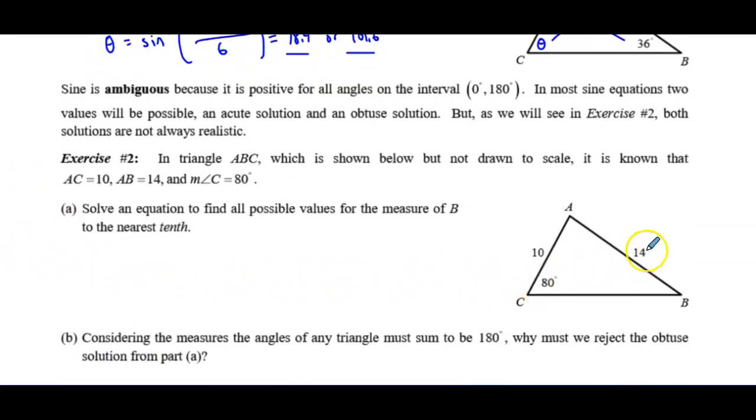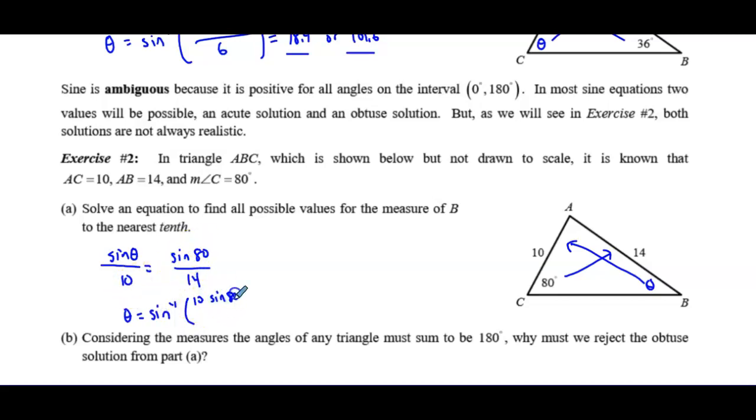So here's one where that opposite side is longer than the adjacent side. If I go through that, I'm thinking I'm only going to get one solution because that 14 isn't going to be able to slide to another position. But let's go through this. Angle B gets my theta, go across and across. So I have sine theta over 10 equals sine 80 over 14. Cross multiplying, when I do my inverse sine, theta is inverse sine of 10 sine 80 over 14.